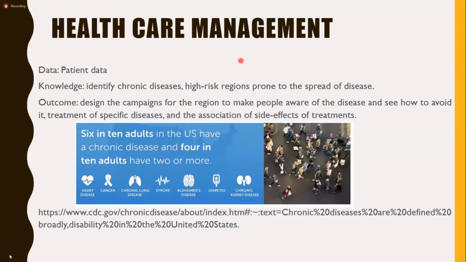Here I have given one image, which I have taken from this reference. The information is provided in this link, cdc.gov, you can check that. Here they have mentioned that out of 10 adults, 6 adults in the US have a chronic disease, and 4 in 10 adults have 2 or more diseases. Heart disease, cancer, lung disease, stroke, diabetes, all these come under chronic diseases.